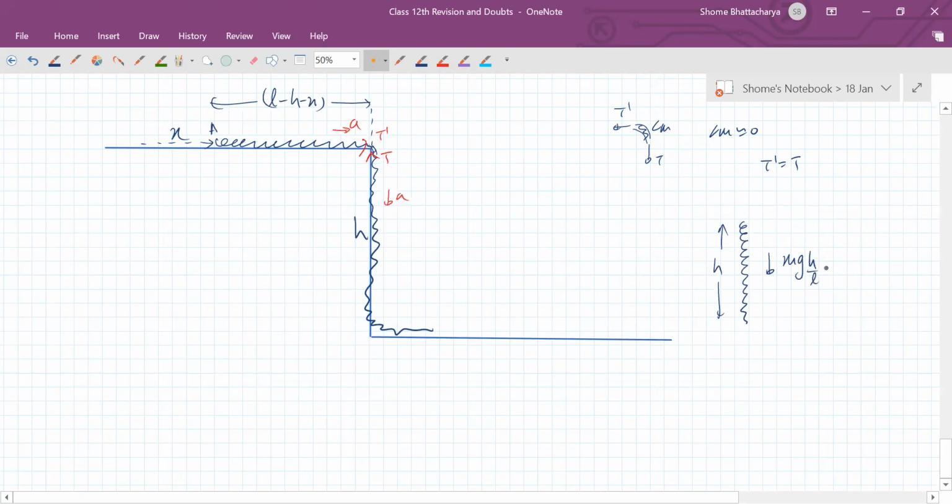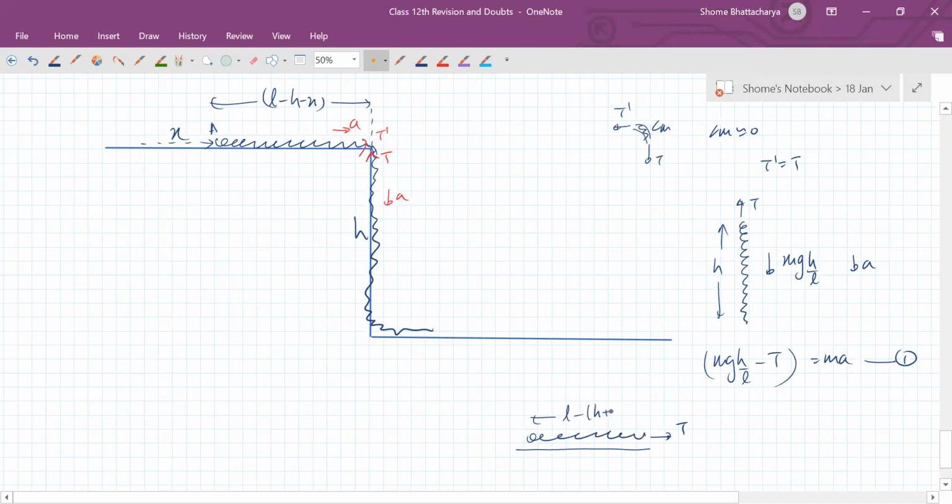Okay. So we will take the FBD of the part which is vertical of height h, and that part has weight mgh by L and T acting, and it has a downward acceleration a. So mgh by L minus T is equal to ma. Then we'll take the frictionless surface part. On this, there is the same tension T acting from this side, and its length is L minus h plus x. So T is equal to m upon L into L minus h plus x into a. Second equation.